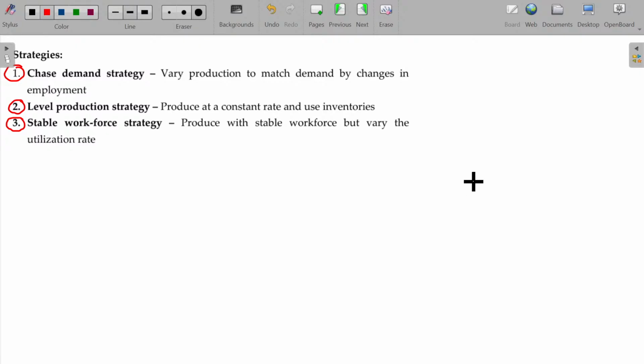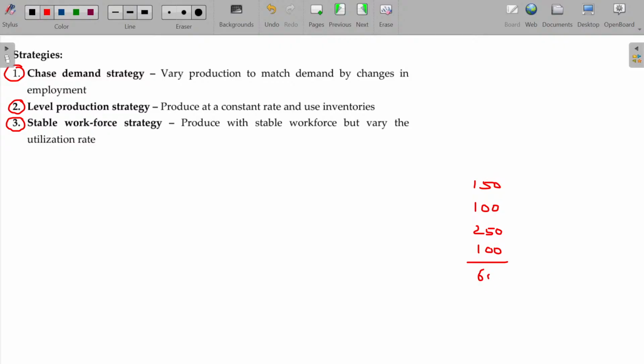Level production strategy: the next month I'm in need of 150 units. Thereafter, I need to produce only 100. Thereafter, I need to produce 250 units. Then another 100 units. What can I do? Add up all these values.